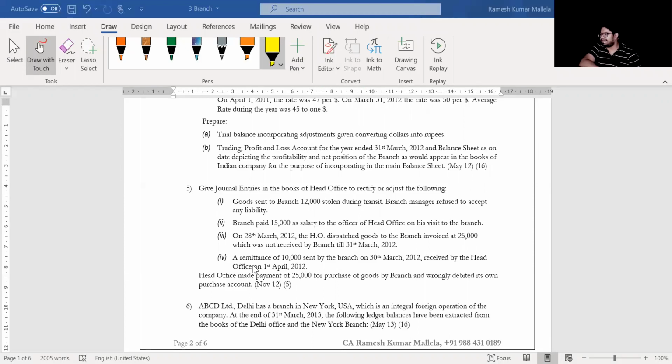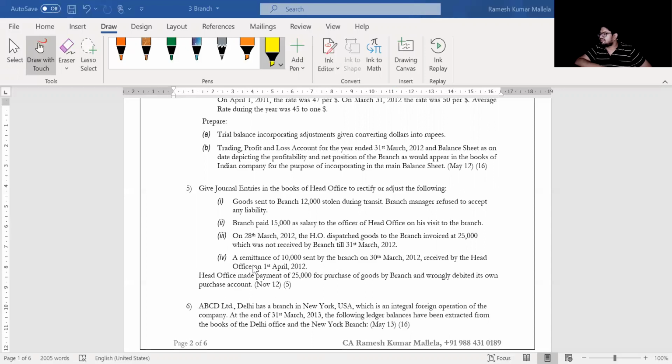So what entry will I write? Out of my purchases, that is out of my stock, this loss has happened. So I will be crediting my own stock account, or I will be crediting my own purchase account, and debit will be given for the loss account. So the entry would be loss on goods in transit account debit to stock or purchase account. It's going to be 12,000, 12,000. That's all. Okay. Next.